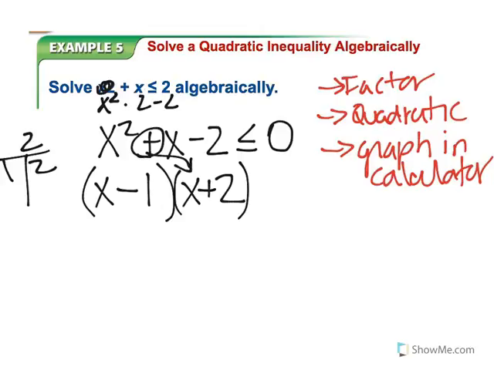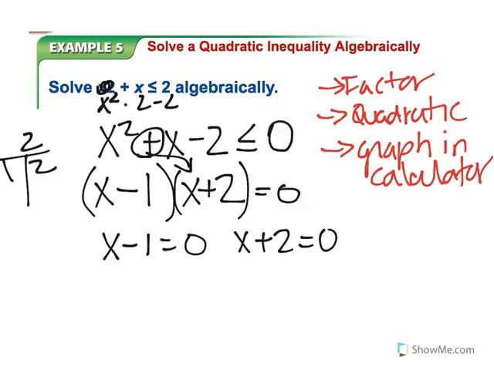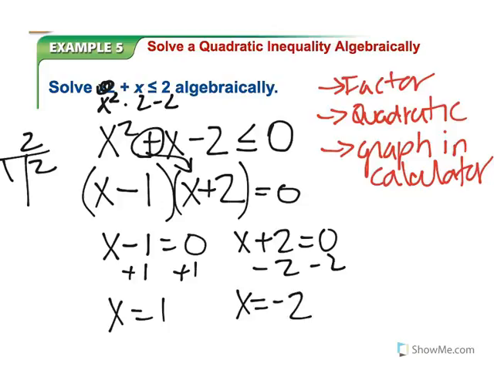x minus 1. If I set this equal to 0, I know that x minus 1 equals 0 and x plus 2 equals 0. If I solve for x in both cases, I get x equals 1 and x equals -2. So these are my x-intercepts. And if you were to actually graph this, you should get a graph that looks like this.